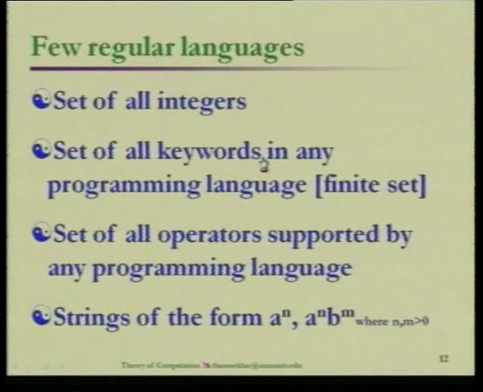The set of all integers is a regular language. The set of all keywords available in a programming language is a regular language, and the set of all operators is also a regular language. Or you can think about strings of the form a power n, that is, a repeated any number of times, or a power n followed by b power m, where n and m are not related at all. That is very important here. If n and m are related, this cannot be a regular language. These are a few examples of regular languages.